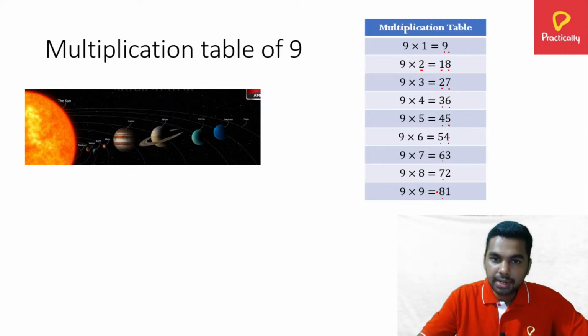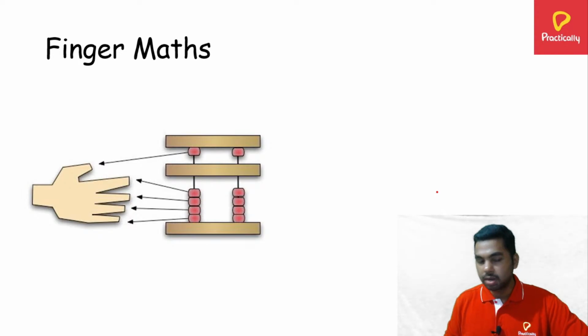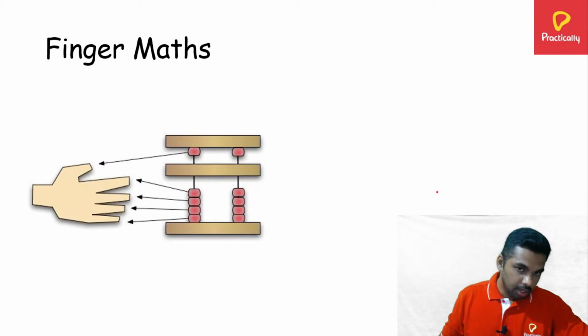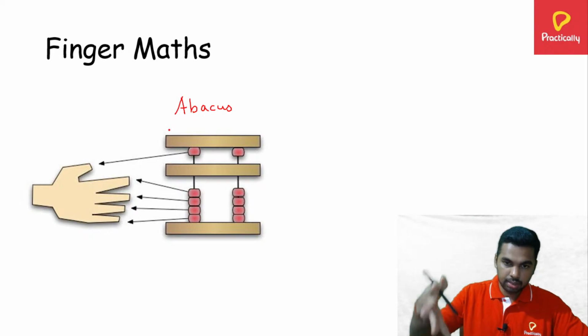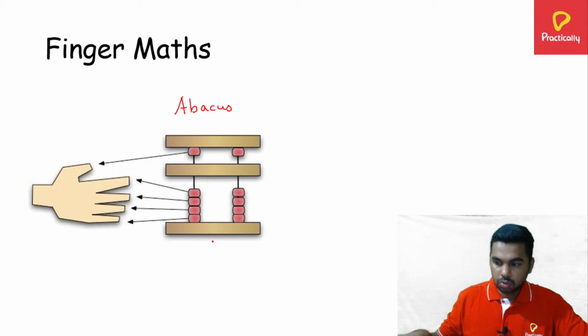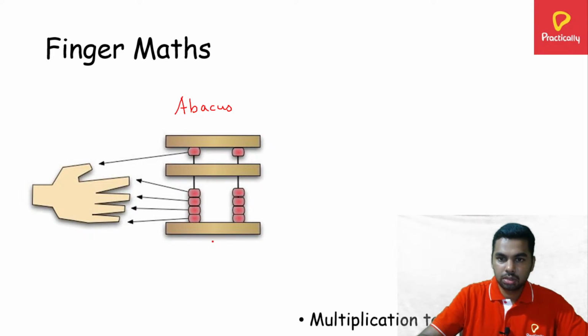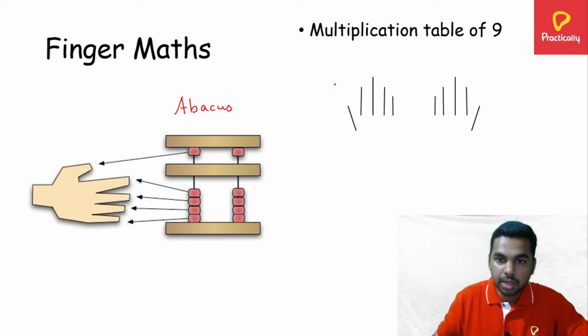So with this idea, let us learn how to do finger math for multiplication table of 9. So here is what is given as multiplication table of 9. And here is an abacus. So we have learned about abacus before. Abacus is a calculator in some sense, and it has some mapping to the fingers. So for now, I'll just do some calculations with multiplication with 9.